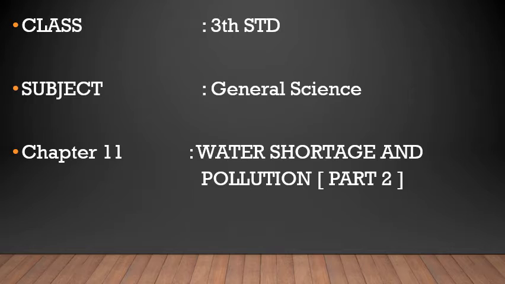The following video is for class 3, subject general science, chapter 11, water shortage and pollution, part 2. In part 1 of this lesson, we learned what salt water and fresh water are, and the different sources of each. We even learned that the earth is made up of 71% water, out of which only 1% is drinkable. So we came to a problem: the amount of water available should be enough for all humans and animals on the earth.